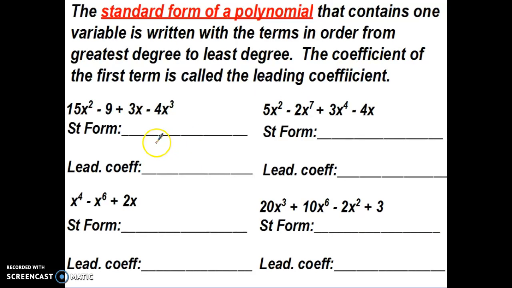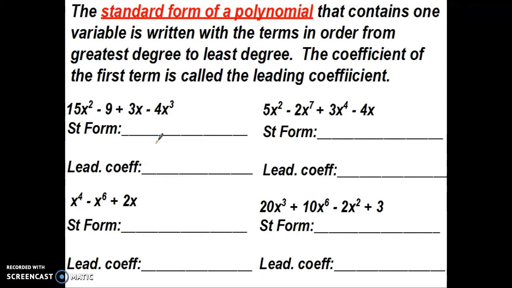The standard form, I don't know why they always like the word standard form. We have standard form with scientific notation. We have standard form when it comes to ax plus by equals c. We have standard form when it comes to polynomials. So, somebody really loves the word standard form.